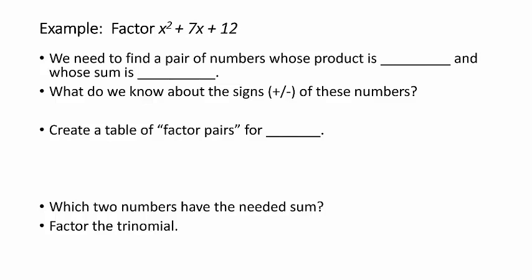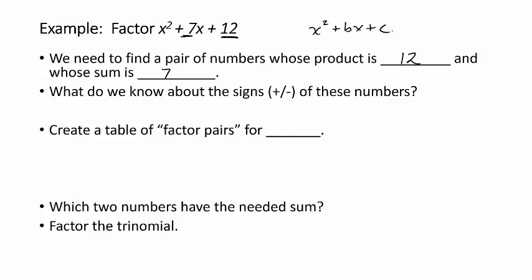With x squared plus 7x plus 12, we're trying to factor that. We need to find a pair of numbers whose product is 12 and whose sum is 7. Again, we're looking at trinomials of the form x squared plus bx plus c, and we're trying to factor that into the product of two binomials. So we're just trying to figure out what those factors are. We want two numbers that multiply to give us 12.